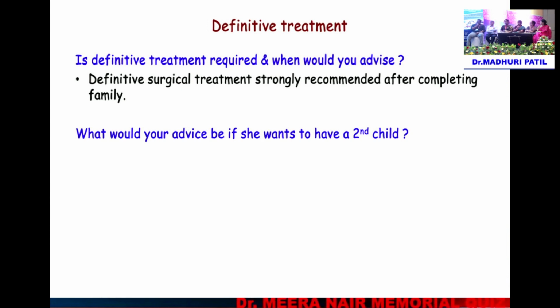And what if she wants a second child, then what would you advise her? Definitely, if she wants a second child, she is at risk. She is at risk in between. So if she wants an interval between the 2 children, we will give some hormones, like a Mirena would be better, and keep her under follow-up.